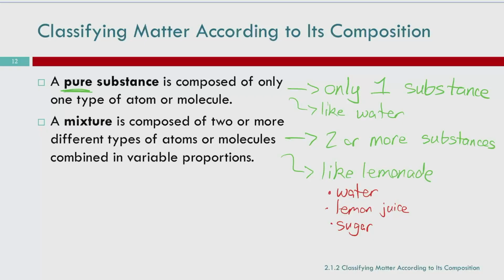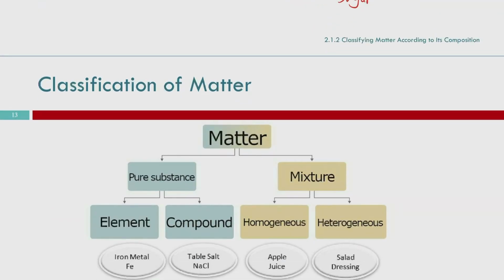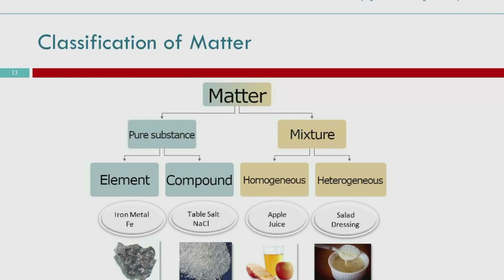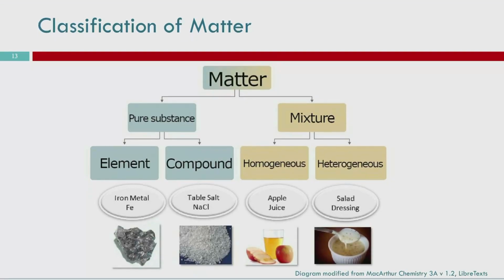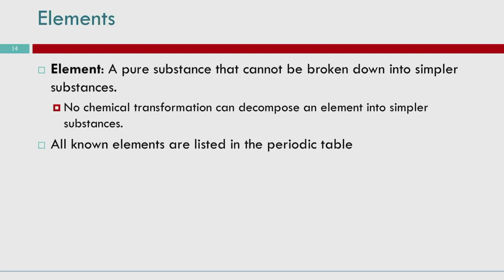So that's like our broadest way of categorizing things. Is it a pure substance or is it a mixture? And we can further break those down, pure substances and mixtures, into elements, compounds, and homogeneous or heterogeneous for mixtures. And we'll be talking about each of these. So for elements, they are in the pure substances category, and they can't be broken down into simpler substances.